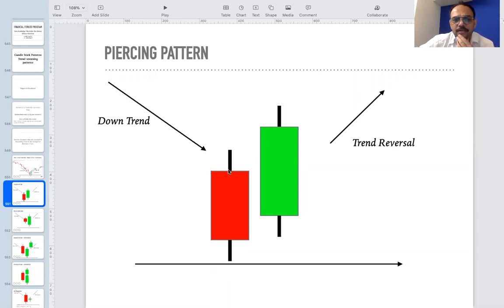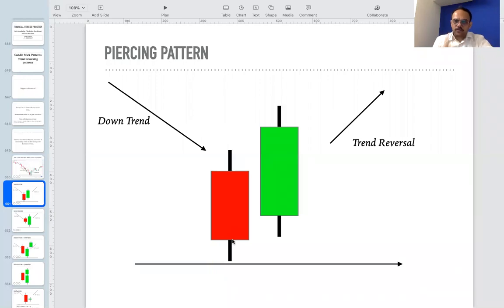See, this candle is a red candle. Now, in this red candle, did the close happen below the open price or above the open price? Was the closing price for this red candle below the open price or above? Below, right? So in this candle, there was a downtrend. This candle opened here, went down and closed.